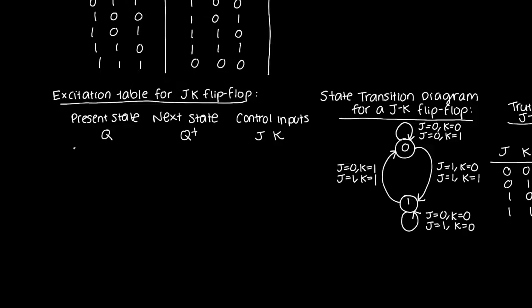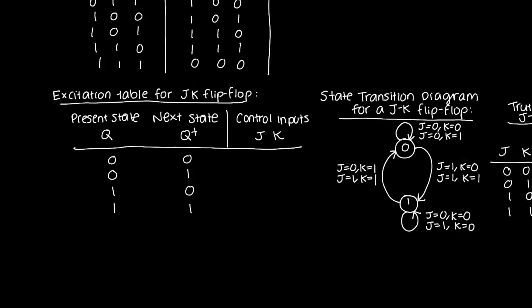and I'm going to show the control inputs for the transition from the present state to the next state. So I have 4 rows in this truth table. I can have a 0 and remain 0. So that corresponds to this transition here. I can have a 0 and the next state will be a 1. I can have a 1, next state will be a 0. I can have a 1 and the next state will remain a 1.